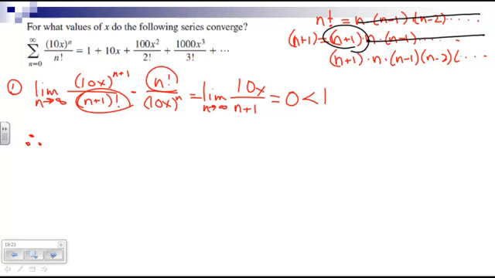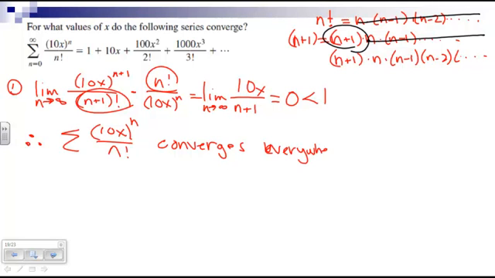Therefore, this series converges everywhere. No matter what x I choose, that ratio test ends up being 1. Or sorry, ends up being 0. It converges everywhere. That's good news. Do I have to check the endpoints? Nope.